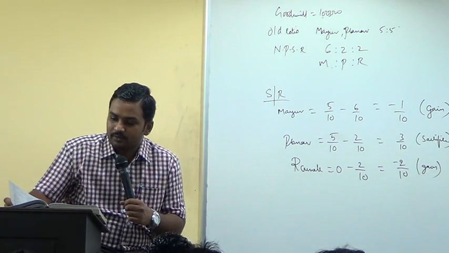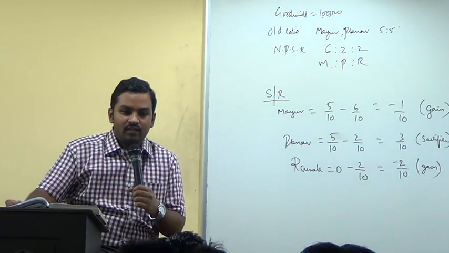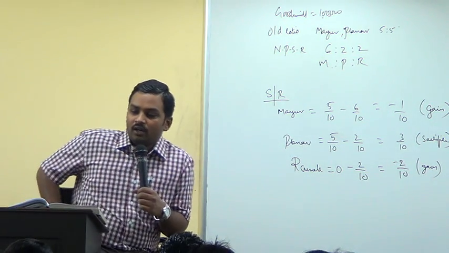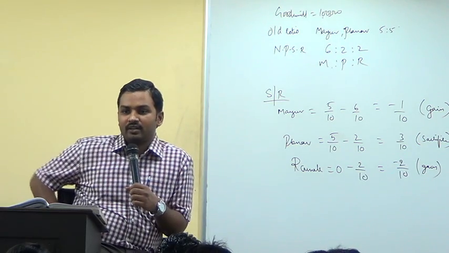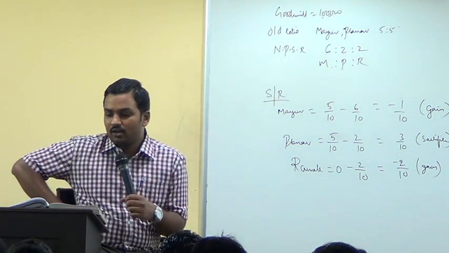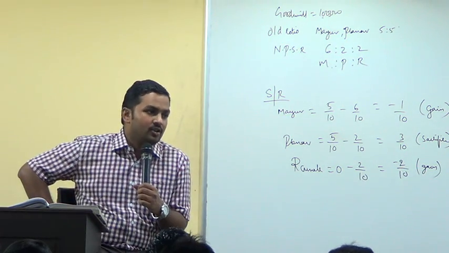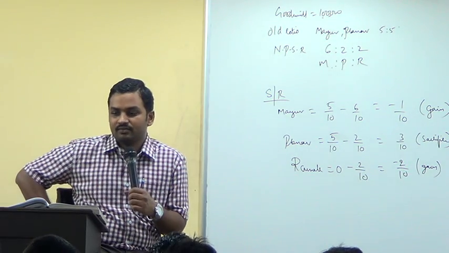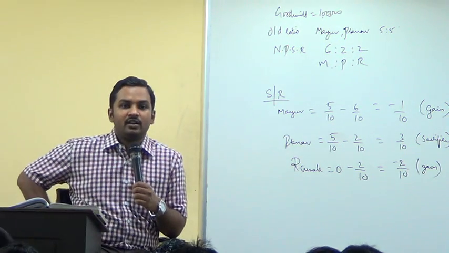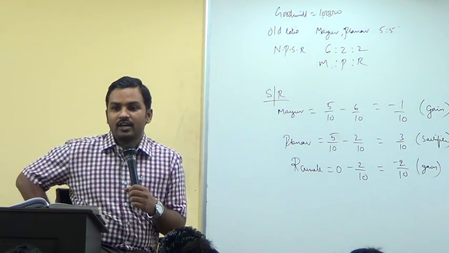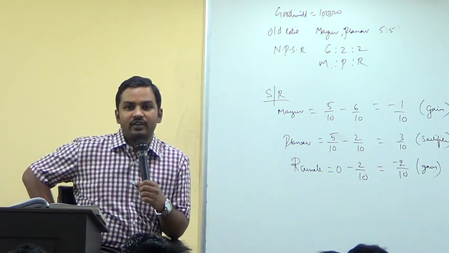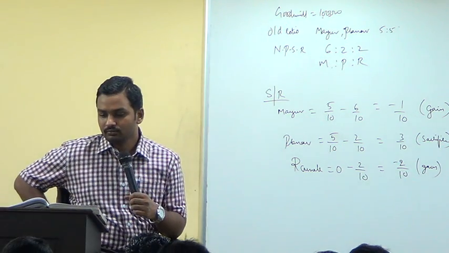The new profit sharing ratio after admission of Guru was 35, 25 and 40. The new ratio is how much? 35, 25 and 40. Can you tell me quickly, between Gopal and Govind, who has sacrificed and who has gained? Gopal was getting 60 by 100. Now he is going to get 35 by 100. So he has sacrificed 25 parts. Govind was getting earlier 40 by 100. Now he is going to get 25 by 100. He has sacrificed 15 parts. Sacrificing ratio between Gopal and Govind is 25 by 100 and 15 by 100. 25 is to 15, 5 is to 3.